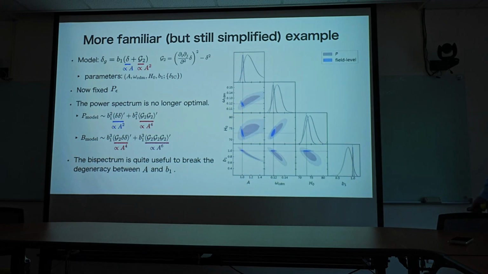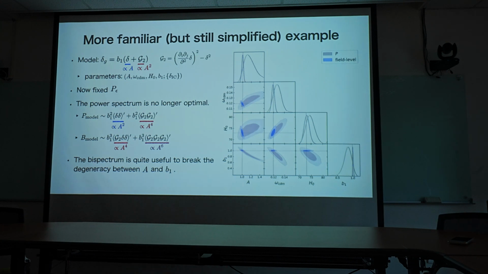And it's well known that if you only consider this linear term, I mean b1 times delta, then the amplitude of this delta, called A, is completely degenerate with b1. I mean, changing b1 is the same as changing A. So in order to break the degeneracy between b1 and A, we have to look at some nonlinear information, which is encoded in this quadratic term.